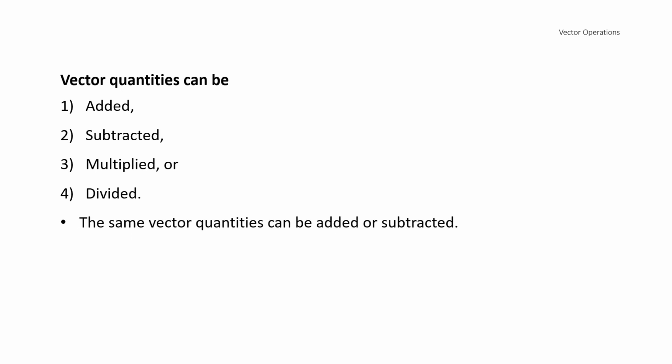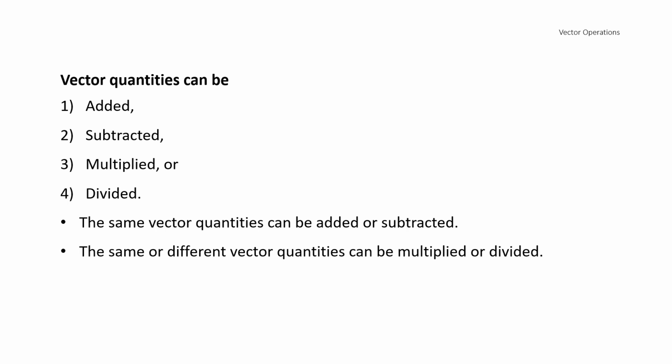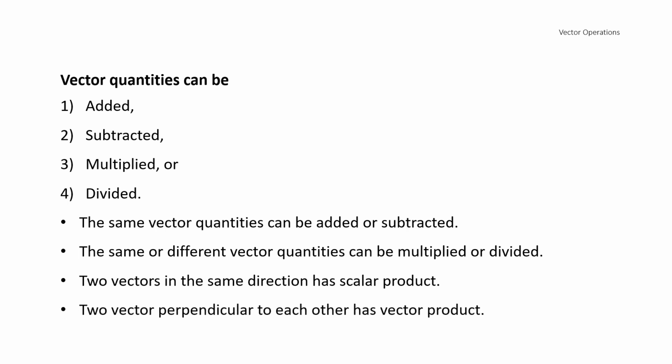Vector quantities can be added, subtracted, multiplied, and divided. Only vectors of the same kind can be added or subtracted. Two vectors can be multiplied or divided regardless of whether they are the same or different kinds. The product of two vectors in the same direction is a scalar quantity, while the product of two vectors perpendicular to each other is a vector quantity. However, you cannot just multiply or divide any two vector quantities. There should be an existing relationship between these variables.